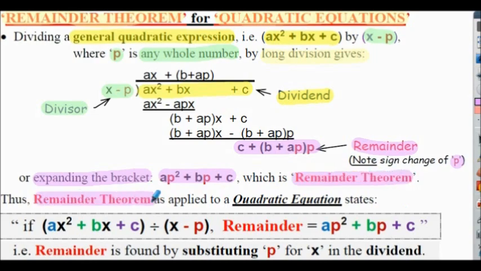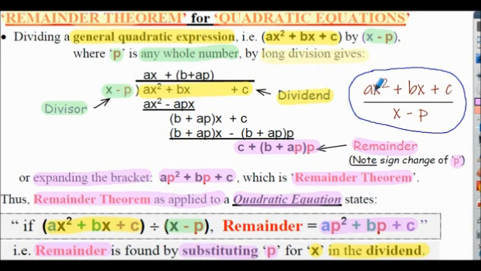So when the remainder theorem is applied to a quadratic expression, we find that if ax squared plus bx plus c is divided by x minus p, the remainder is of the form ap squared plus bp plus c. Essentially, we find the remainder by substituting the value of p for x in the dividend, that's the numerator. That's been derived from our polynomial division, shown here.